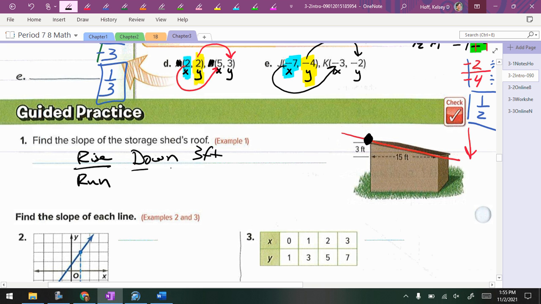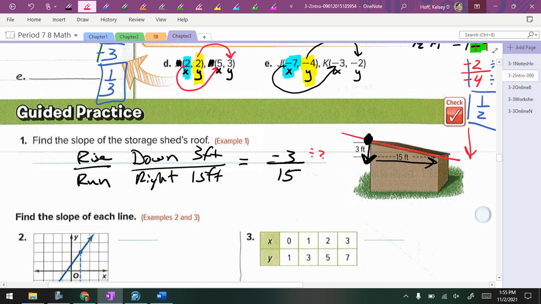How far? 3 feet. Do I need to go left or do I need to go right? I went down. Now I need to go right. How far? 15 feet. Down 3. Positive or negative 3? Negative 3. Down is negative. Right 15. Positive or negative? Positive. Can I reduce? Divide out a 3. I wind up with negative 1/5.